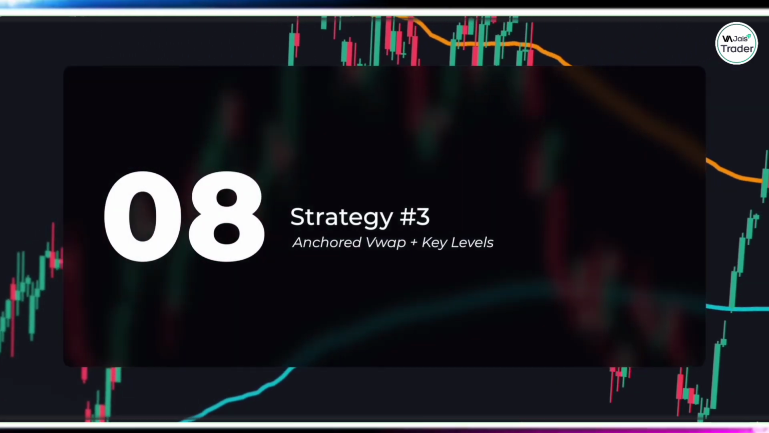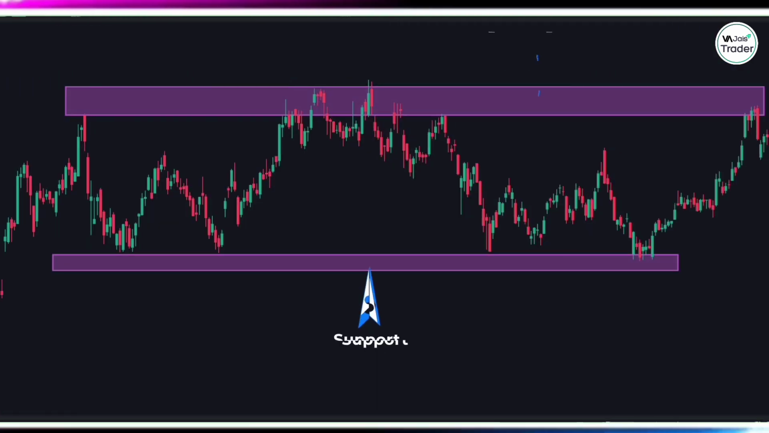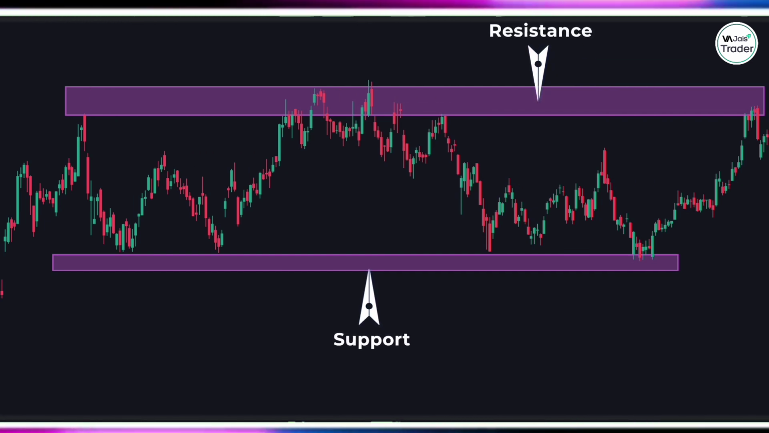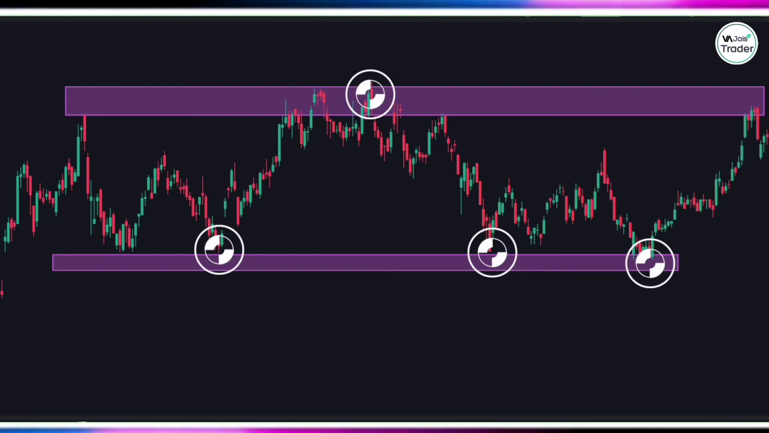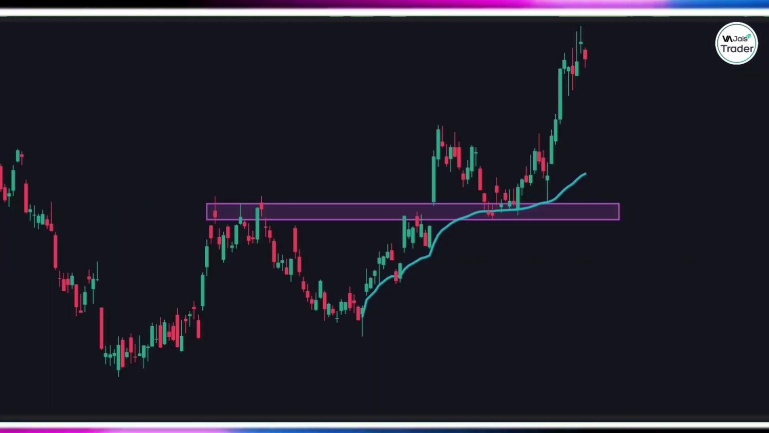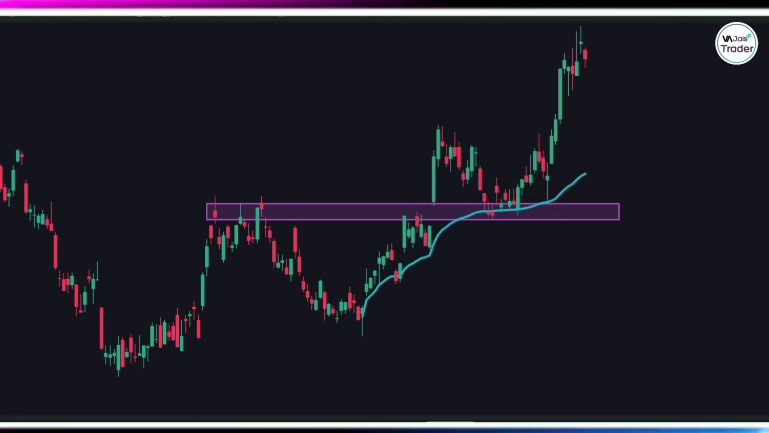Topic 8. Anchored VWAP plus key levels. Support and resistance levels are one of the foundations of technical analysis. They help us identify key areas where we might see a price reversal. So it makes sense when the Anchored VWAP falls in confluence with these key levels. It provides us with a high probability trade.